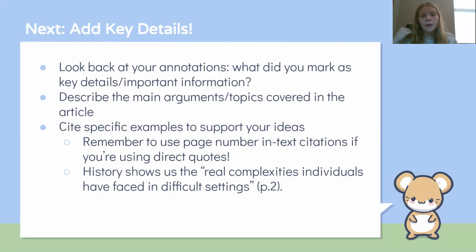Like I said earlier, this can be a great place to look back at those annotations you did. So if I was doing one on this article of the week, I would go and look and see what I marked as the reasons that he gives for history to be important. What did I say in my annotations? What did I say was a key detail? Those are things that I'm going to add to my paragraph. So you're describing the main argument that the author is making or the main things they're covering. So in his article, he covers that history is important because it makes us good citizens, because it helps us make moral decisions, et cetera, et cetera. And those are things that I would include in my paragraph.